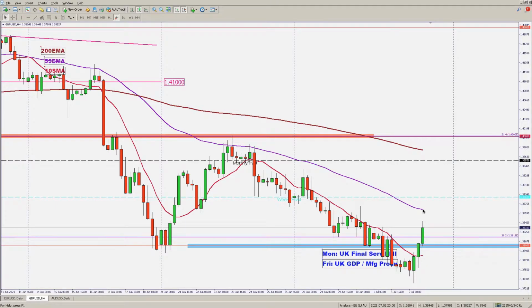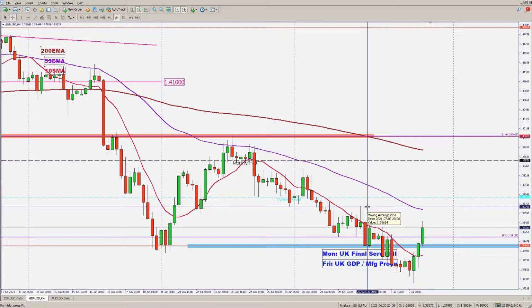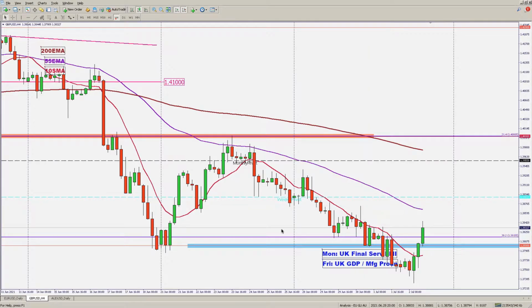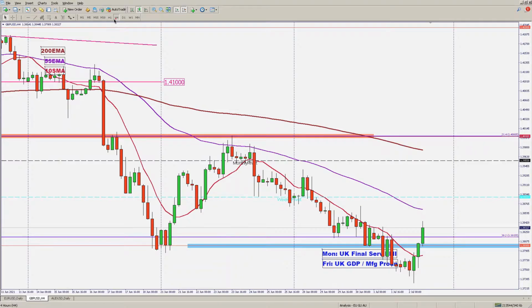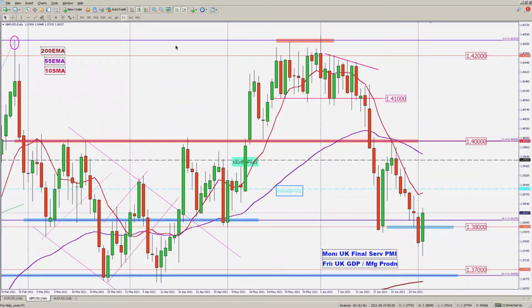yeah, attempting to recover back to the 55 EMA at 138.66, and probably test this swing high. Just go right back up to this swing high.